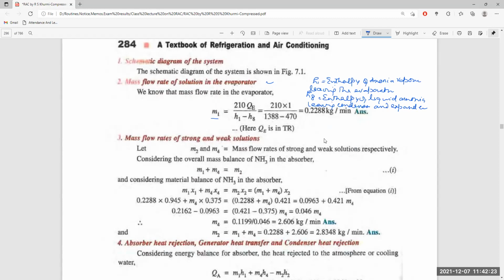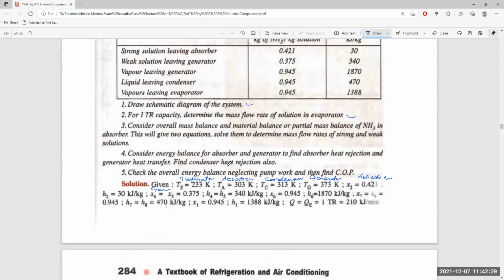kg per minute, where QV is the capacity in one ton. What is QV? One ton is 200 kilojoule per minute. We are looking for one ton capacity, so QV is the refrigerant capacity in tons.